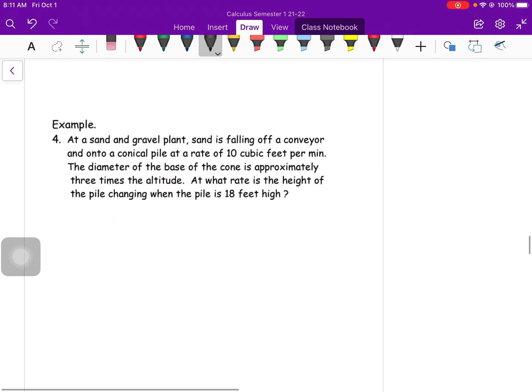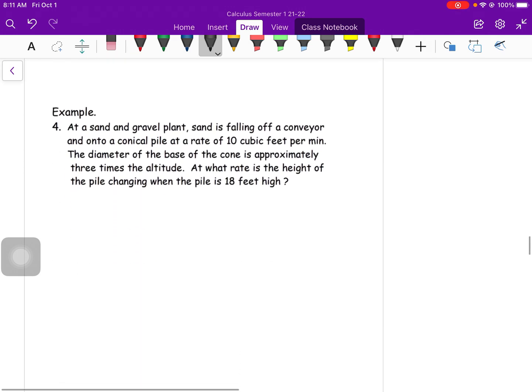For this next one, we have a sand and gravel pit. Sand's falling off of a conveyor belt onto a conical pile at a rate of 10 cubic feet per minute. The diameter of the base is approximately 3 times the altitude. So I'm going to draw my picture first.